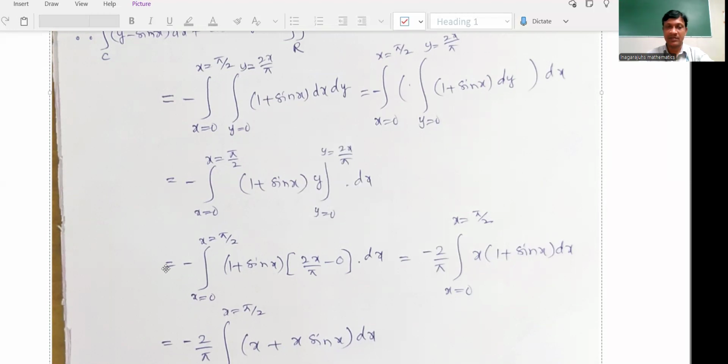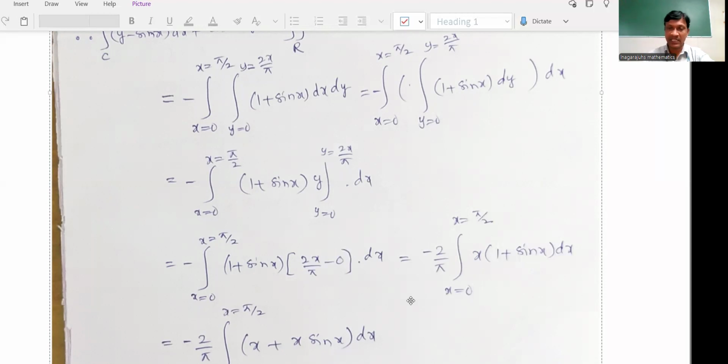So then in the next step, substituting the upper limit minus lower limit in place of y: 2x by pi minus 0. Here 2 by pi is a constant, so bring it outside the integration. So that is equal to minus 2 by pi, integral x is equal to 0 to x is equal to pi by 2. So here we have x into (1 plus sin x) dx.